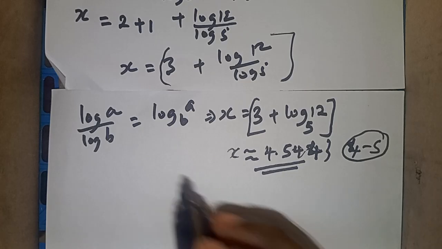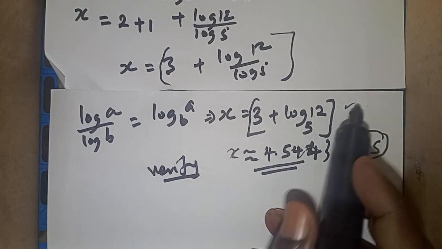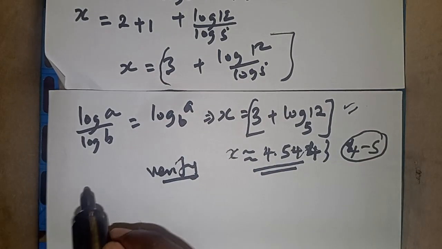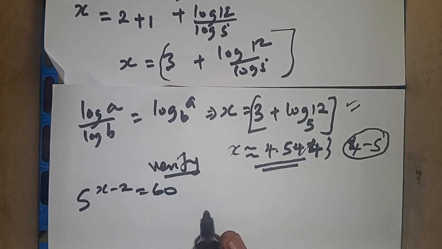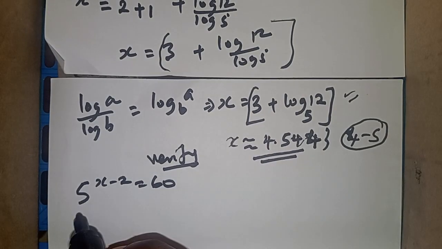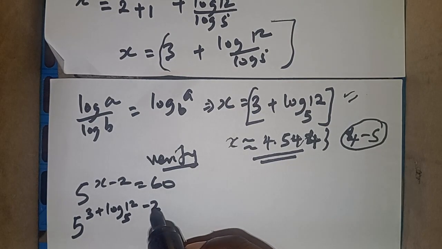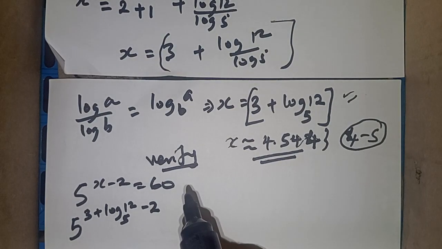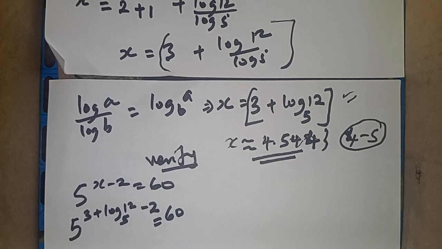At that stage, you can go ahead and verify if indeed this is the actual value of x for our equation. Remember, it was 5 raised to x minus 2 should give us 60. And of course, we have x. So substituting x, I'm going to have 5 raised to 3 plus the log of 12 base 5 minus 2 should be equal to 60.